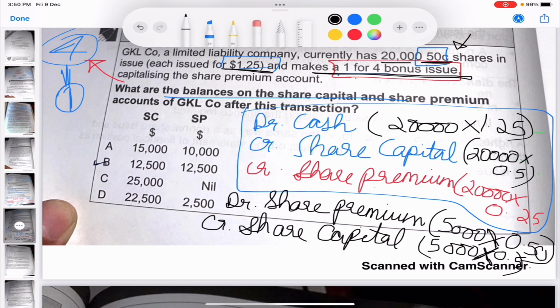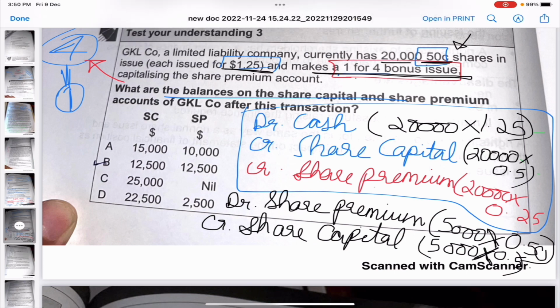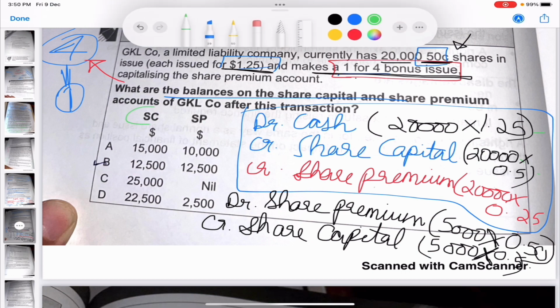Okay, now tell me, is there any other journal entry after this? Think about it for a second. Okay, so now what is the question? We need to find the balance of share capital and share premium. So let's find the balance of share capital. In the first journal entry, we had this much of share capital. In the second journal entry, we had this much of share capital. So we have to add this share capital and this share capital. Right, you got it.